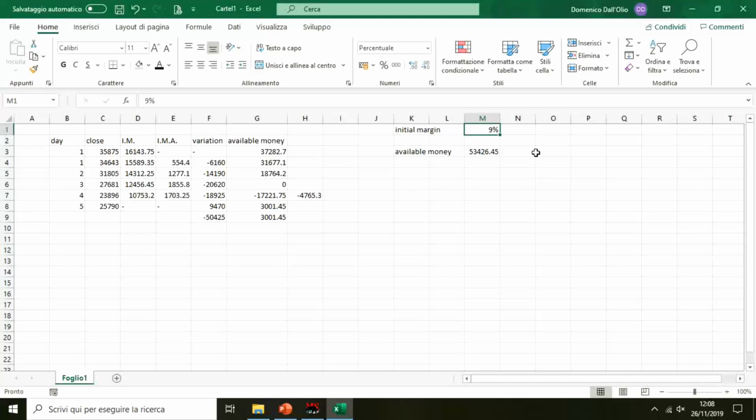Now the systems automatically adapt the initial margin depending on the volatility of the market. So should this happen today, in a few days the initial margin would be raised up to 15%. And being 15% the initial margin, you would go in the red much faster than if the initial margin was only 9%. So the system once again is made to prevent any problem that could be caused by the market volatility.